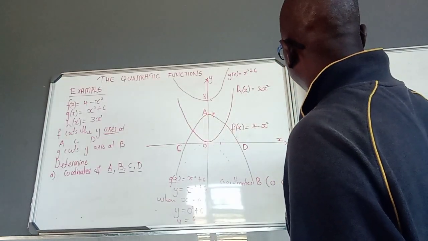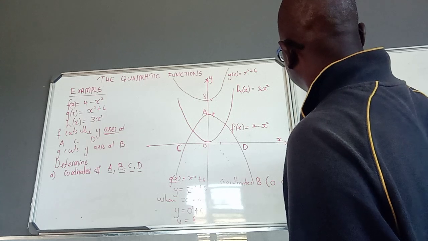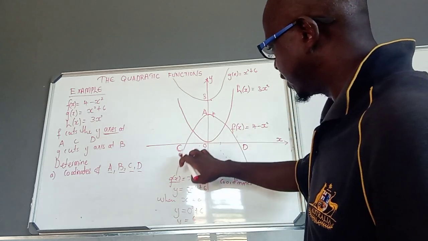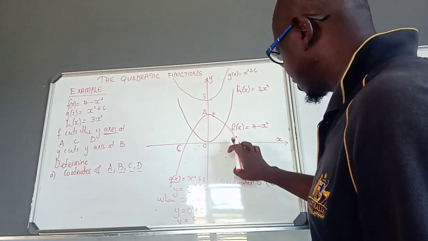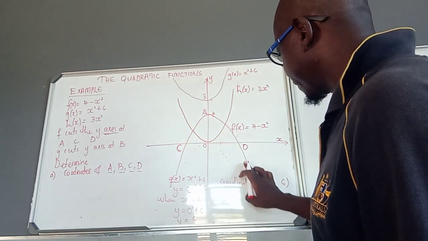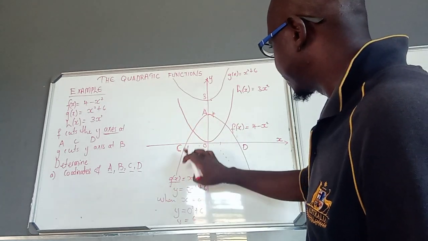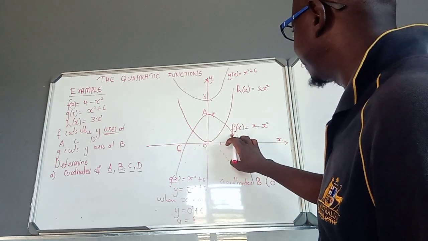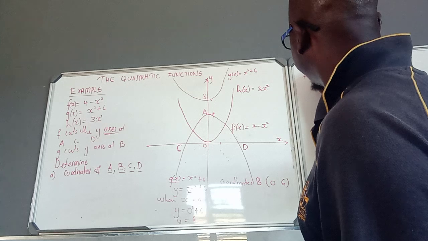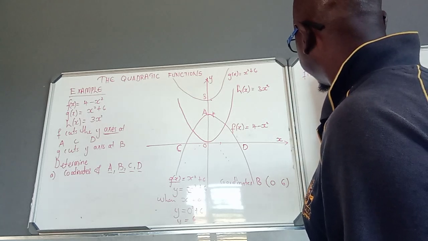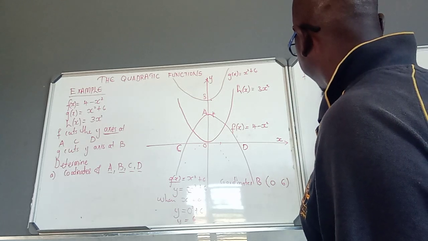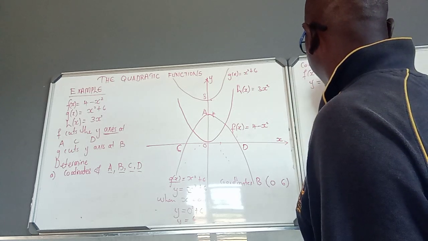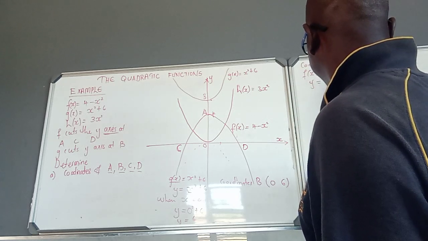Coordinates of A. The A is lying on this function here, and this function here is actually f of x. So f(x) is equal to 4 minus x squared. We can substitute this and change it to y is equal to 4 minus x squared.